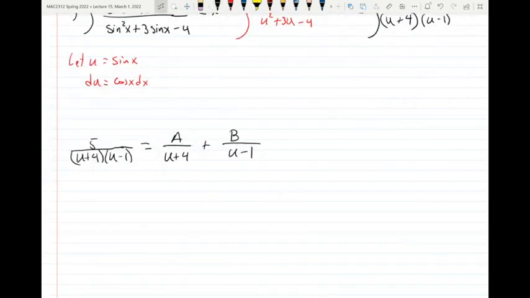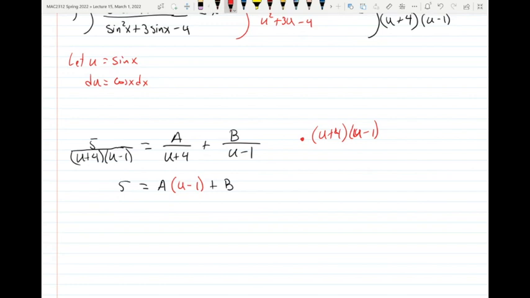So then here, what do we do next? You multiply both sides by what's under the 5. So we clear denominators, right? We multiply by u plus 4, u minus 1, the whole thing. On the left, we're going to get a 5. Now, on the right, what do we get? A times parentheses u minus 1, good. Plus B times parentheses u plus 4.